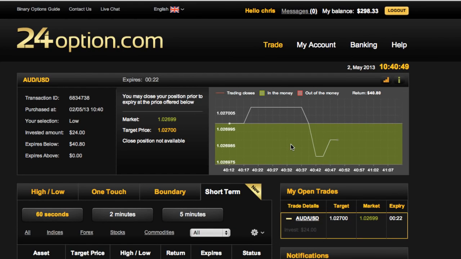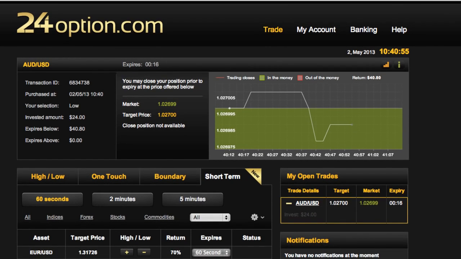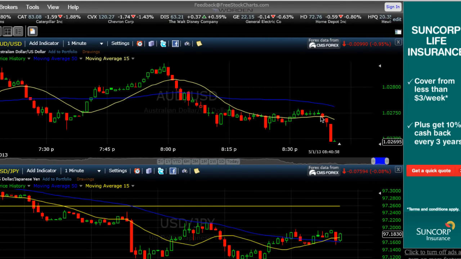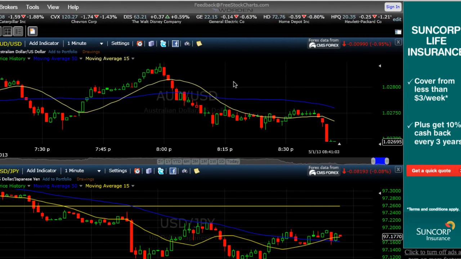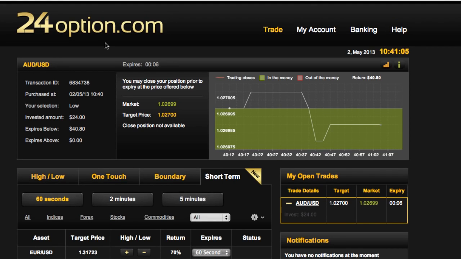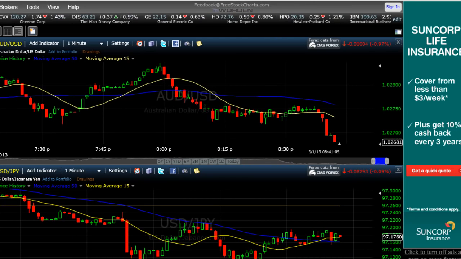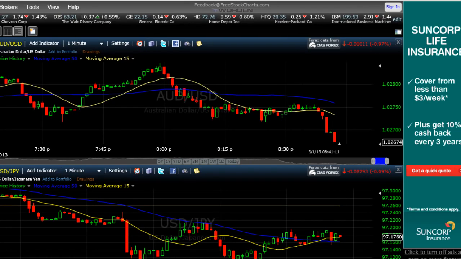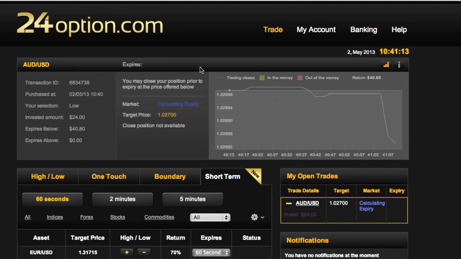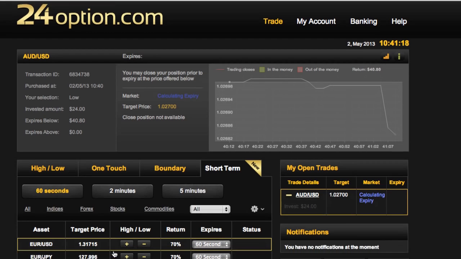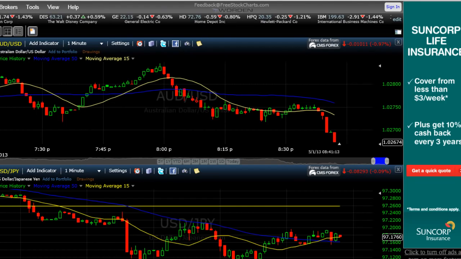So we've got 20 seconds to go. So we're following it here. I got in about just near the bottom of this. So it looks like I'm going to win this trade. So I would actually trade again. Okay, so that's one. So based on that outcome, you would actually trade again. So that's a perfect example of a 60-second trade.